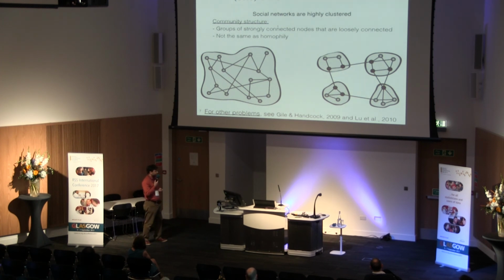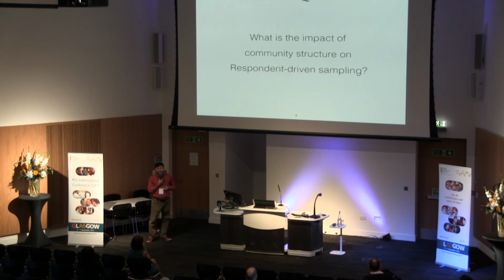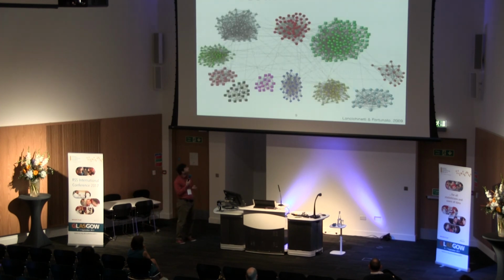I can refer to some other papers if you want to see other problems of RDS, but today I will focus on this one. So my research question in this paper was what is the impact of this community structure in respondent-driven sampling? So to address this question, we did a computational experiment. So basically we simulate a social network, and then we also simulate the sampling process. So first, we basically want a network with this strong community structure.